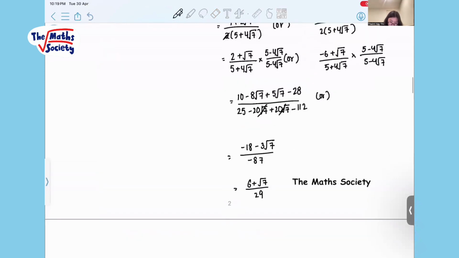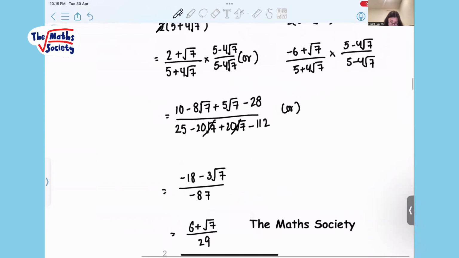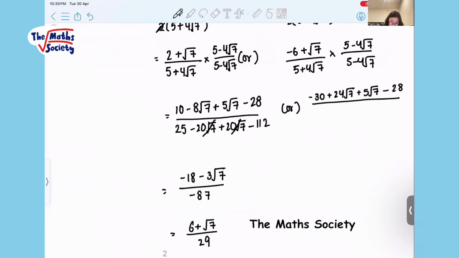And then we'll try to solve the other side, which is minus 5, so minus 6 and 5, which is minus 30, plus 6, 4, 24 root 7, plus 5 root 7, and then you have minus 4, 7, 28 as well, divided by 5, 5, 25. And we know the middles are just going to be the same thing, so it's going to be 25 minus 1, 1, 2 again.